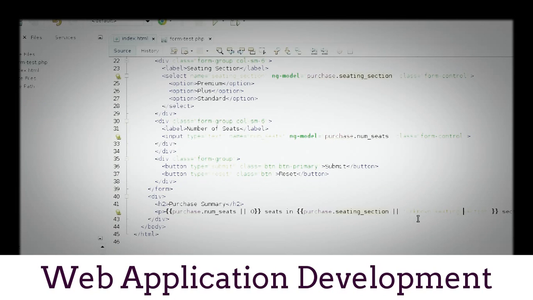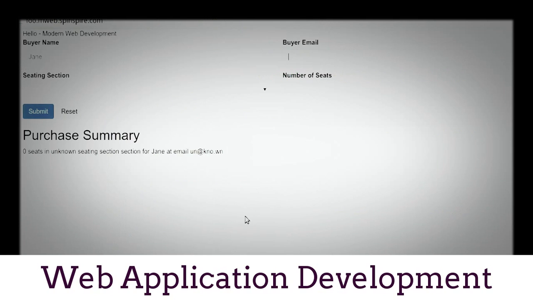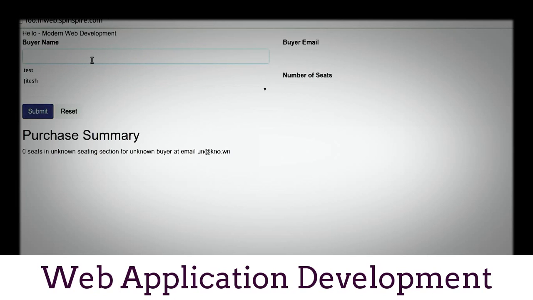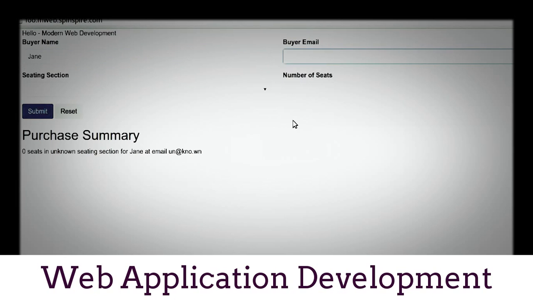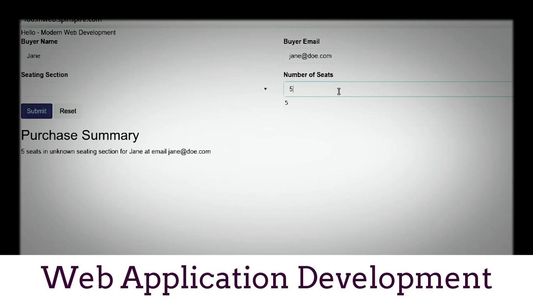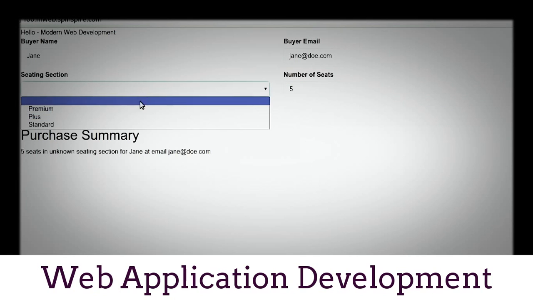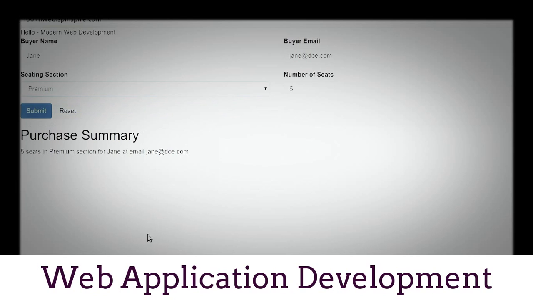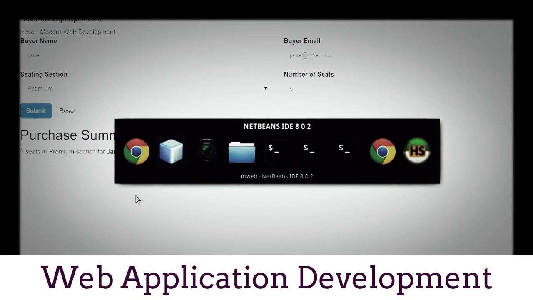Maybe it should be unknown seating section is already there. So unknown seating section for, let's say, Jane, and email address jane@do.com. Now you can see as soon as we start providing a value, it is no longer unknown or default or anything like that. Right? So that's how we have fallback values.